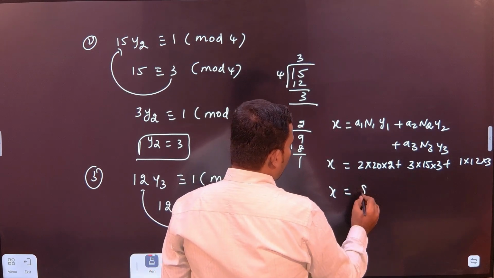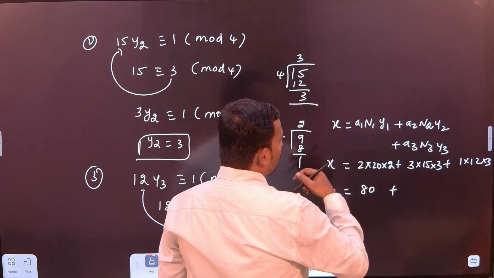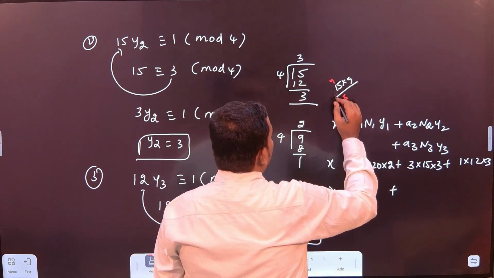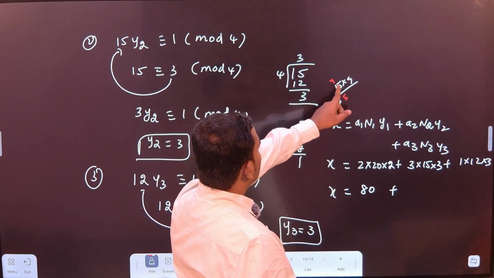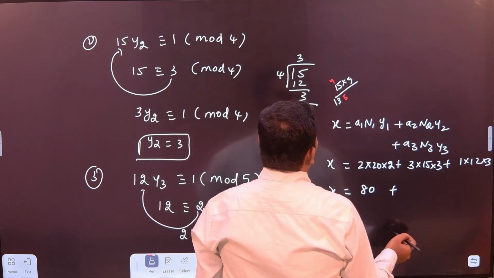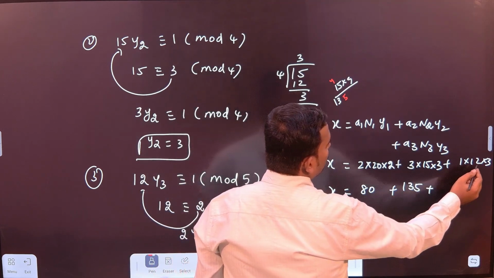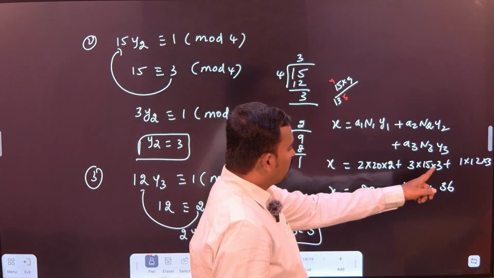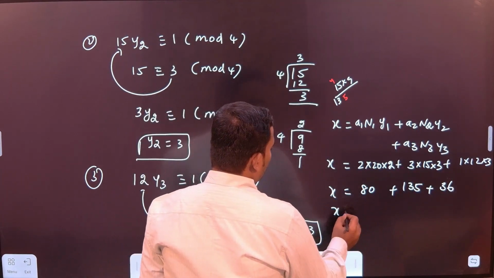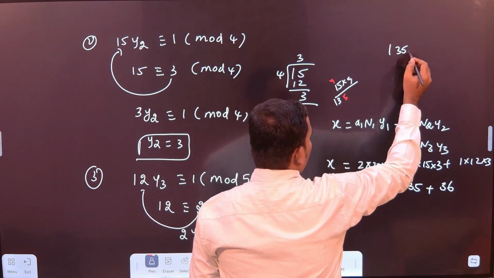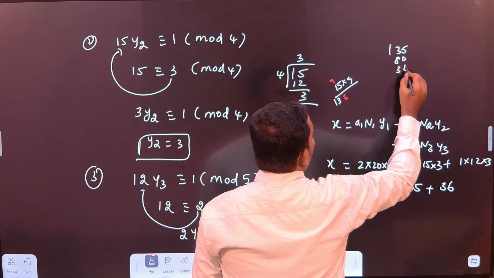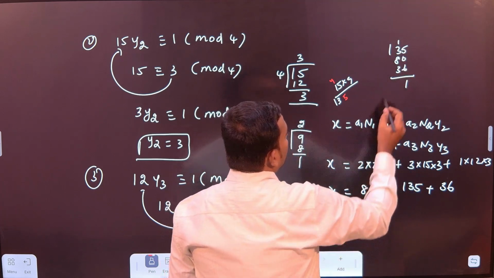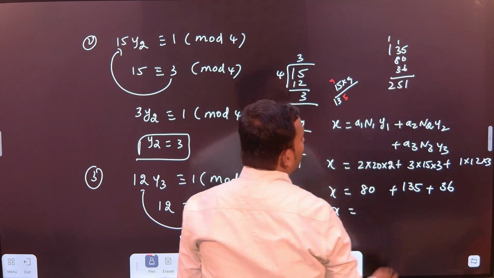So 40 into 2 is what? 80. So here is 15 into 9. 15 into 9 is what? 135, right? Check it once. Yes, correct. 135 plus 12 into 3, 36, right? So you can calculate quickly. 80 and 36, 135, how much will it be? 251 is there, right?